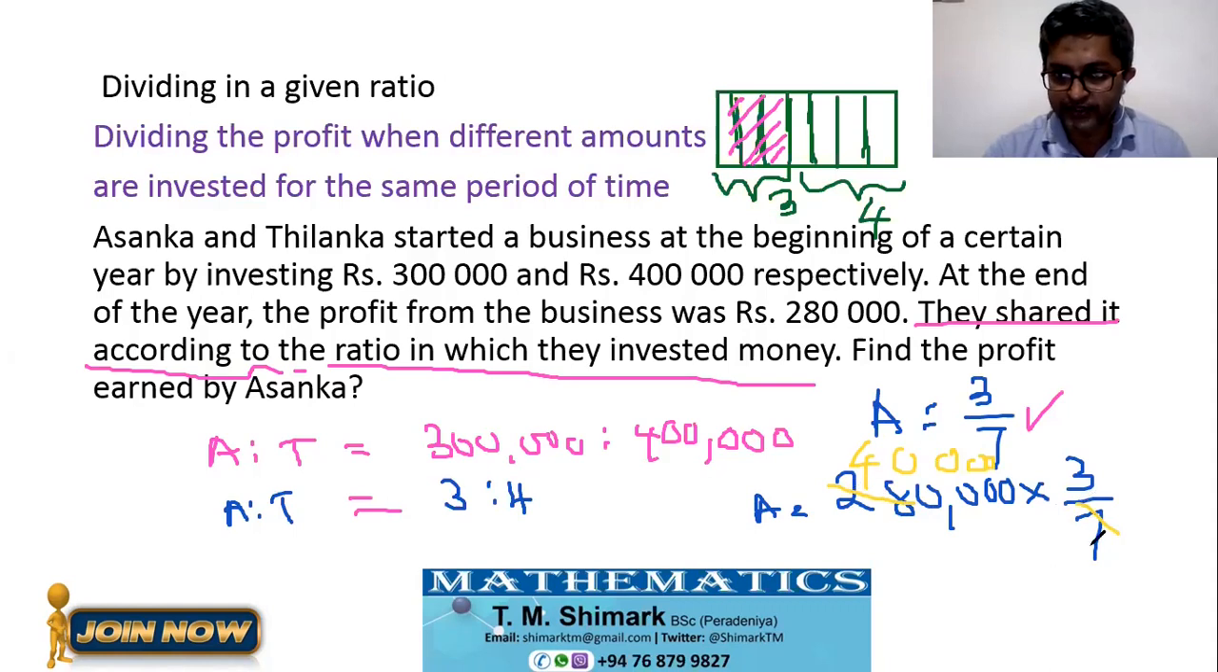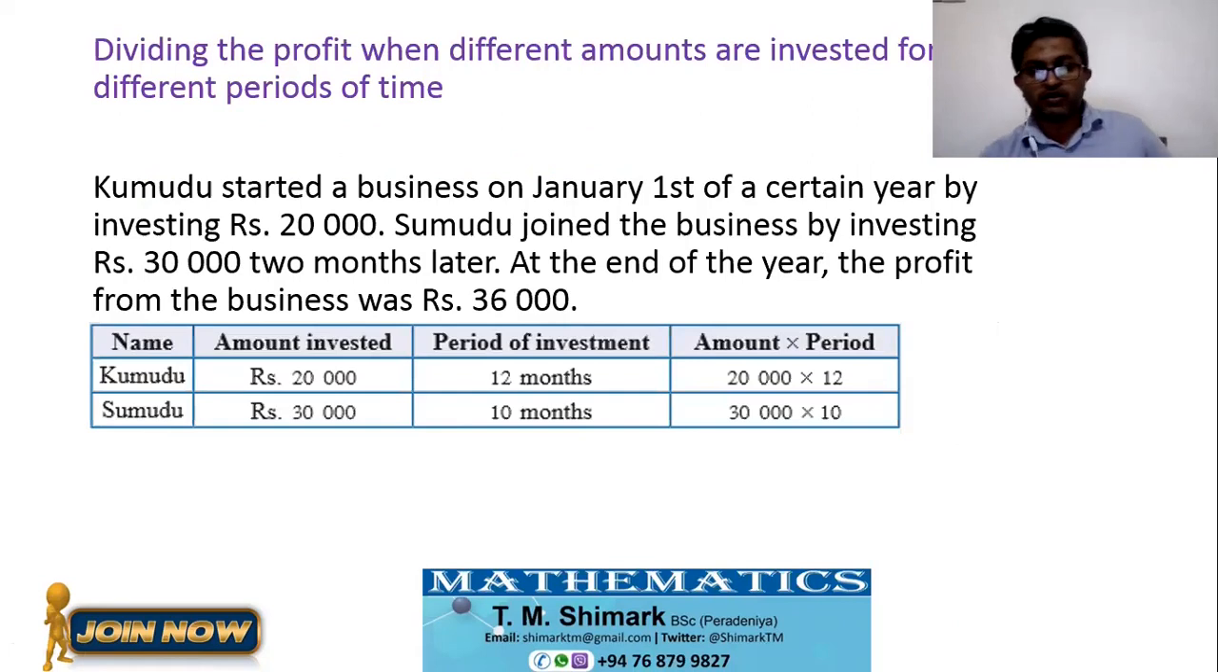You cut 28 and 7, right? 28 divided by 7 is 4. So the other zeros will come as it is, 1, 2, 3, 4 zeros. So 40,000 into 3. 40,000 into 3 means 120,000. Okay, now this is how it happens.